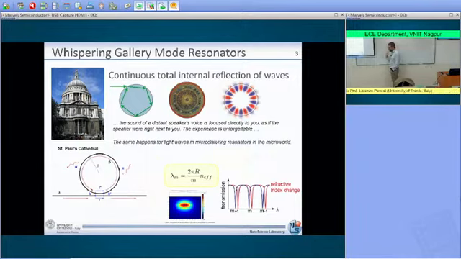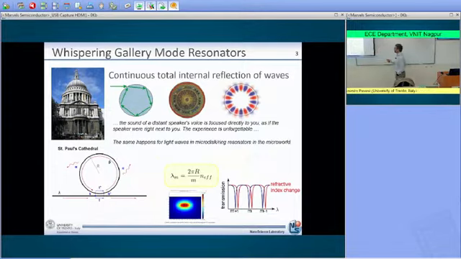Even though you are not speaking loudly, if you whisper with a very low volume, your friend is still able to hear you. This is the reason why these kinds of modes, confined by continuous reflection on the edge of the building, are called whispering gallery modes. They are modes that travel along the periphery of the building and reach your friend.